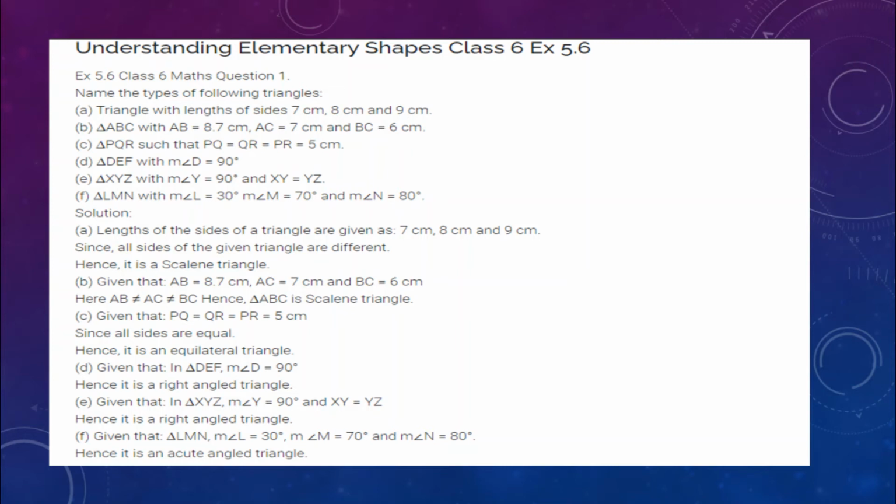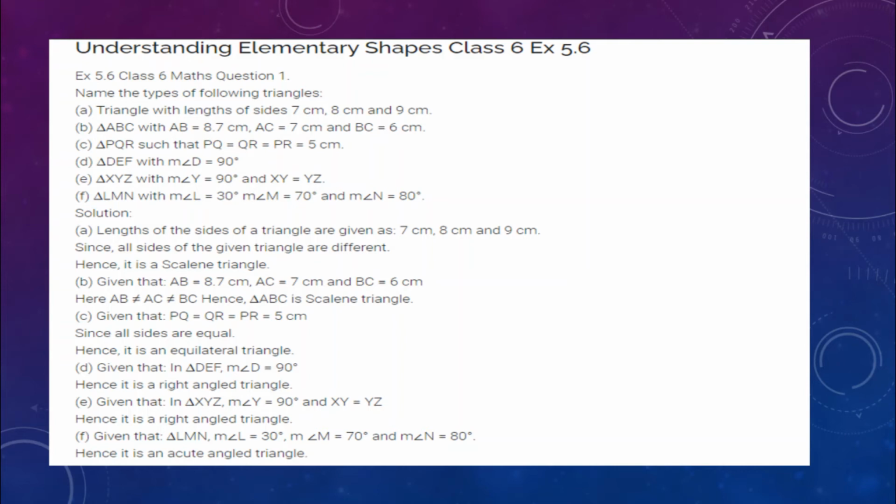Moving to the next exercise, exercise 5.6. The first question is to name the types of triangles. A triangle having three different sides is called a scalene triangle, as we have been given the values 7, 8 and 9 centimeters. The B part is also the same, all three sides are different, so that is also a scalene triangle. In the C part, all the sides are given equal as 5 centimeters, so it is an equilateral triangle.